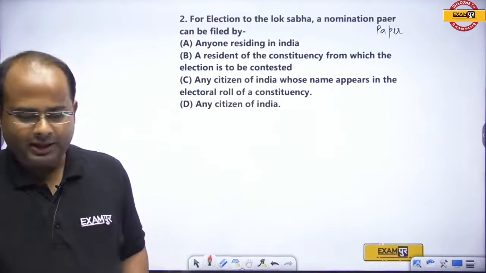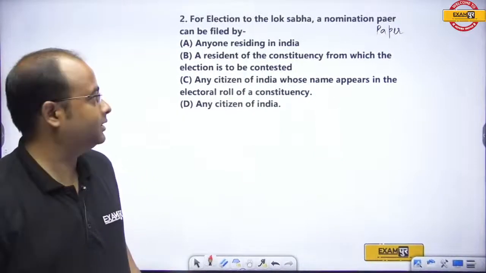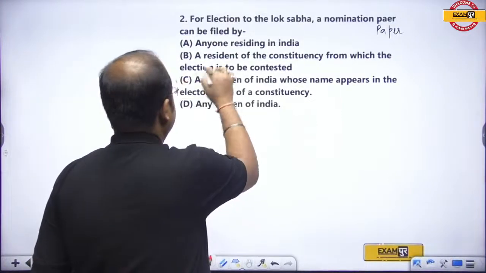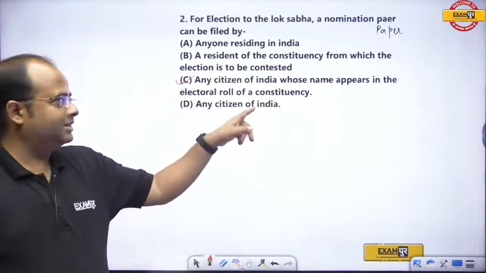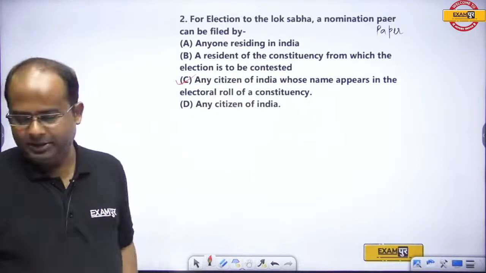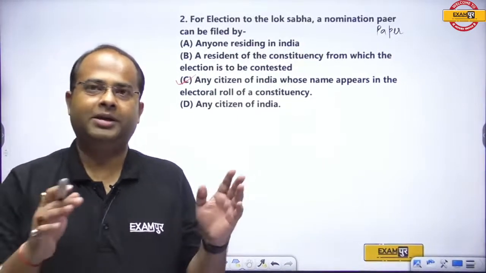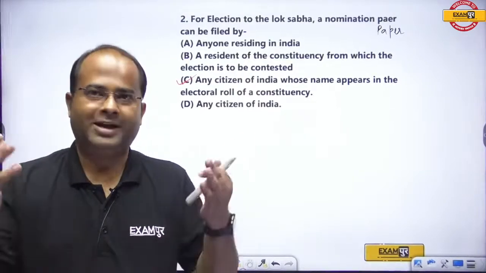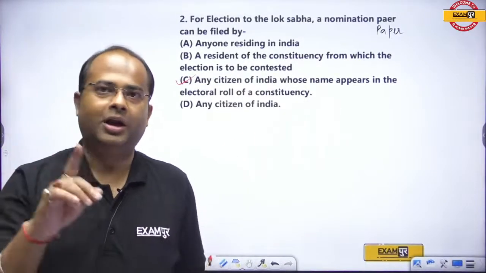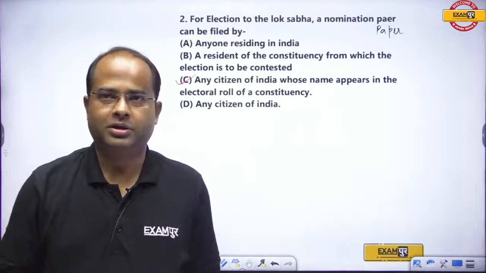No. Guys, correct answer will be option C. Any citizen of India whose name appears in the electoral rolls. That means if your name is mentioned in the electoral rolls or the electoral list, then you are allowed to participate in the Lok Sabha election.